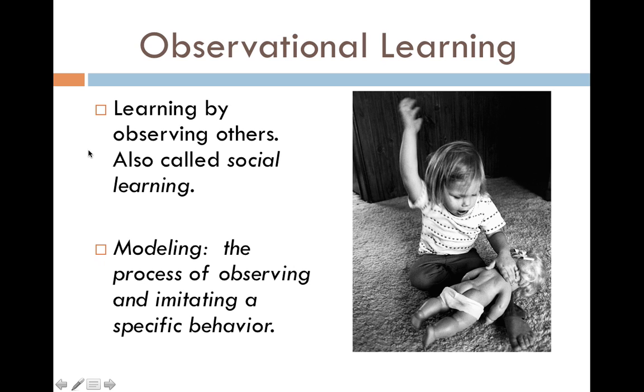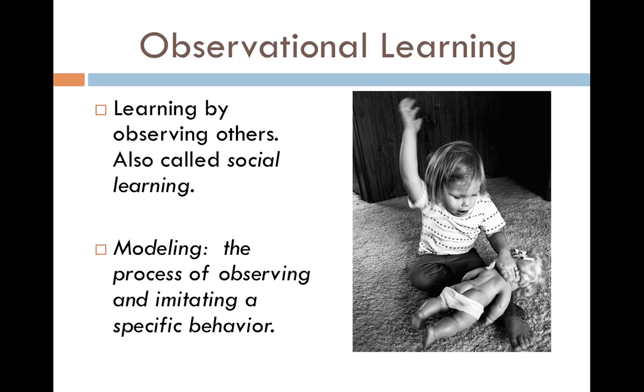One of the main terms associated with observational learning is modeling. This is the process of observing and imitating a specific behavior. As you can see in the illustration, this girl has obviously either been spanked or she has witnessed or observed someone else being spanked, and she is imitating that behavior on her baby doll. Kind of a little aggressive example.